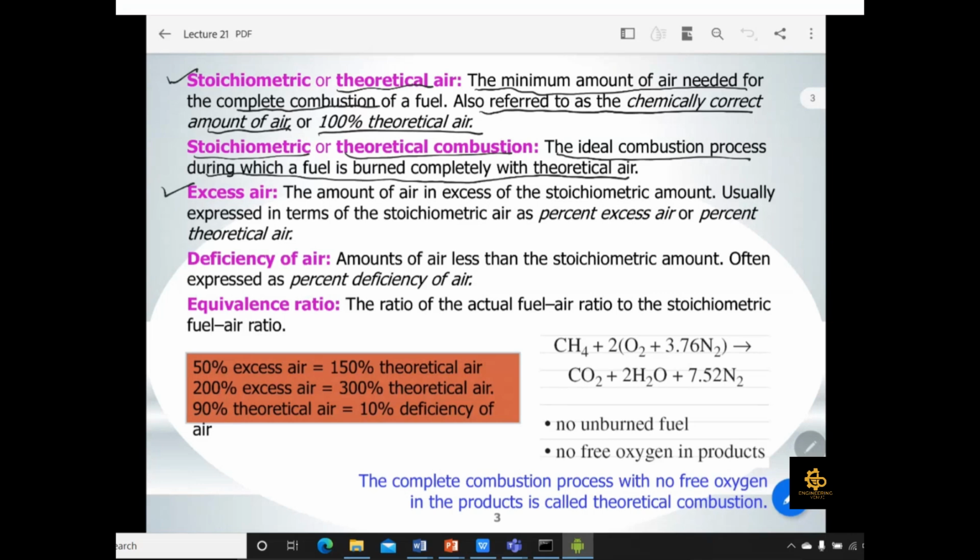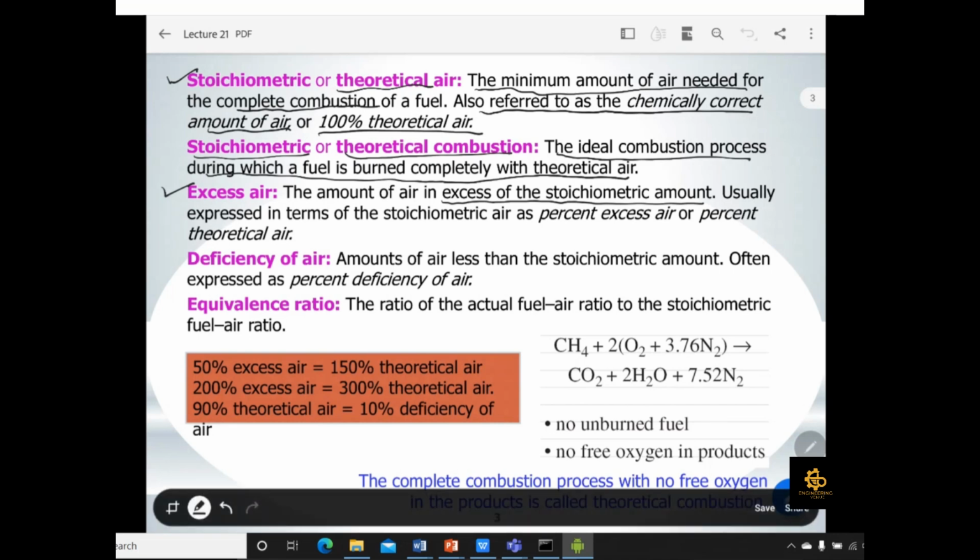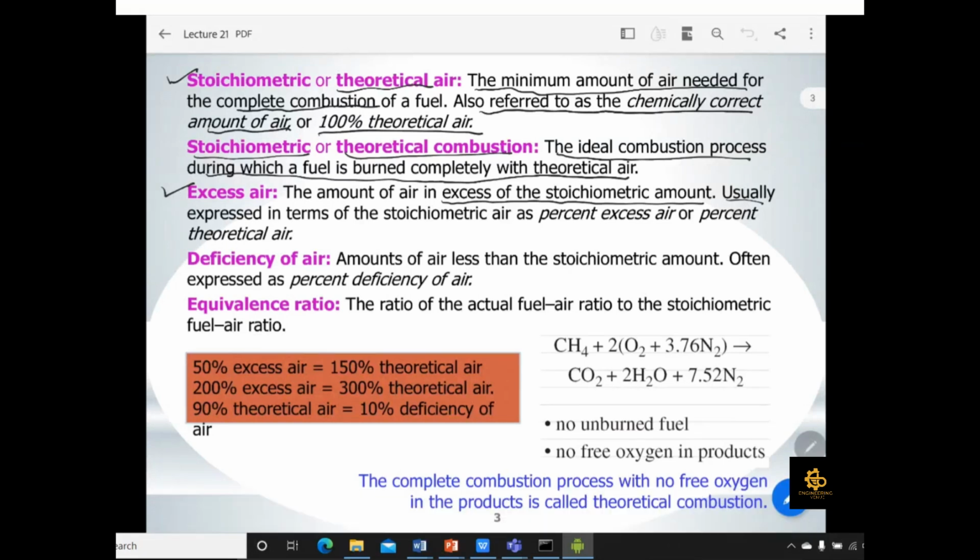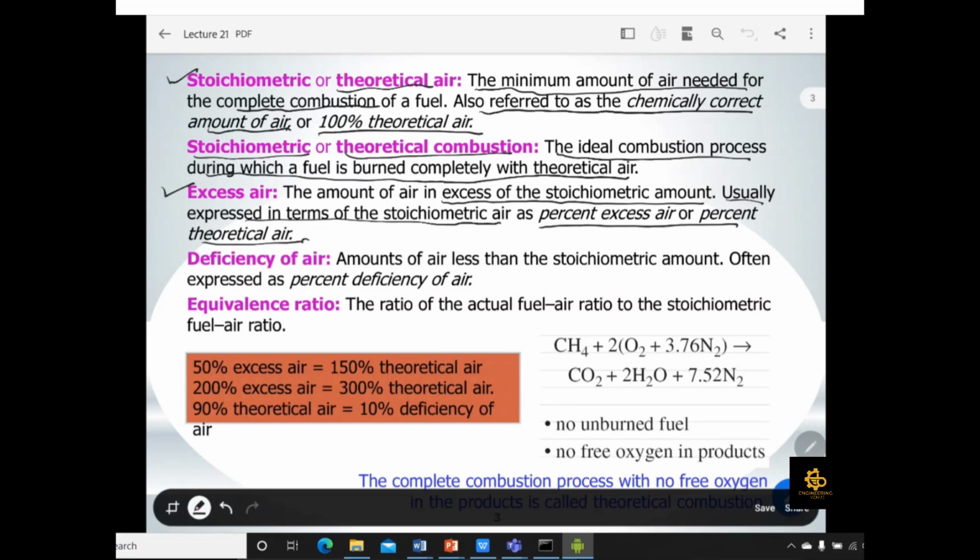Okay, so then there is excess air, the amount of air in excess of the stoichiometric amount. Stoichiometric means the minimum amount which we already required. So if the air is in excess in comparison to the stoichiometric amount, it is usually expressed in terms of stoichiometric air, as percent excess air or percent theoretical air. We will see with the help of an example what the meaning of excess air is.